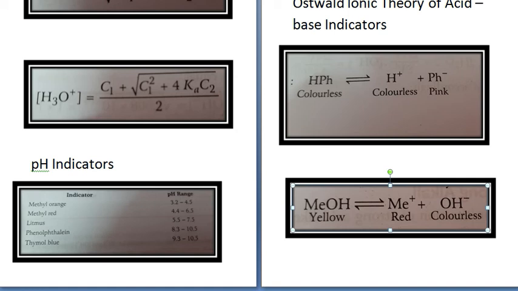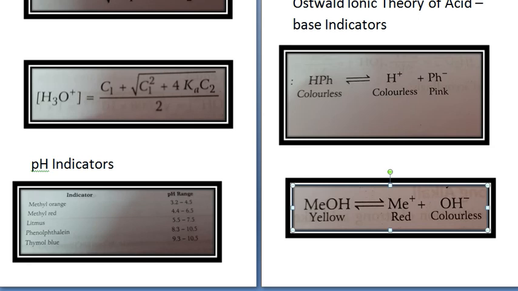Like when you did your titration, with phenolphthalein, the pink color appeared. The solution was colorless, and the minute it became pink in color, that was the end point. That was the point for you to stop further titration. So that is an indicator.